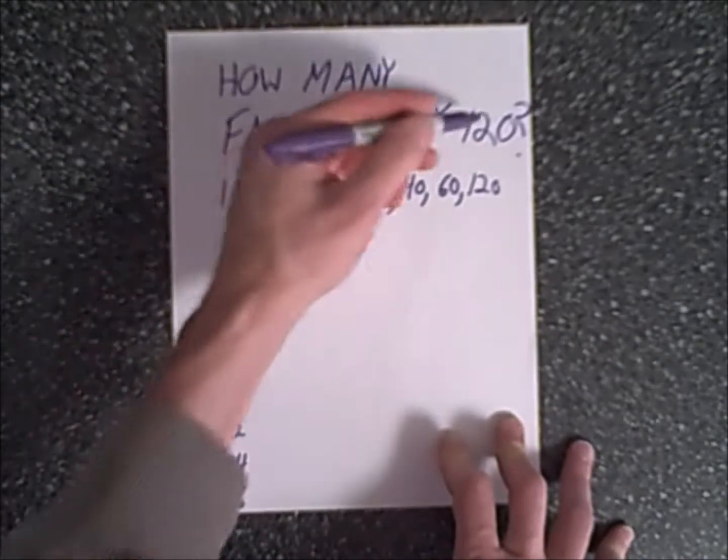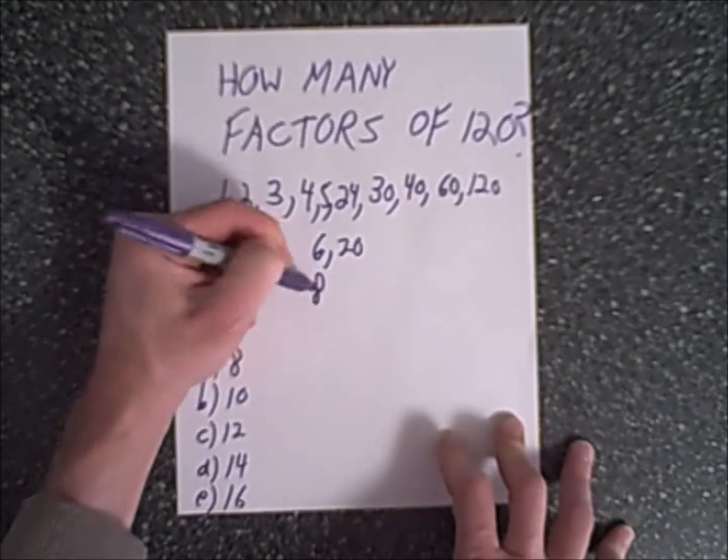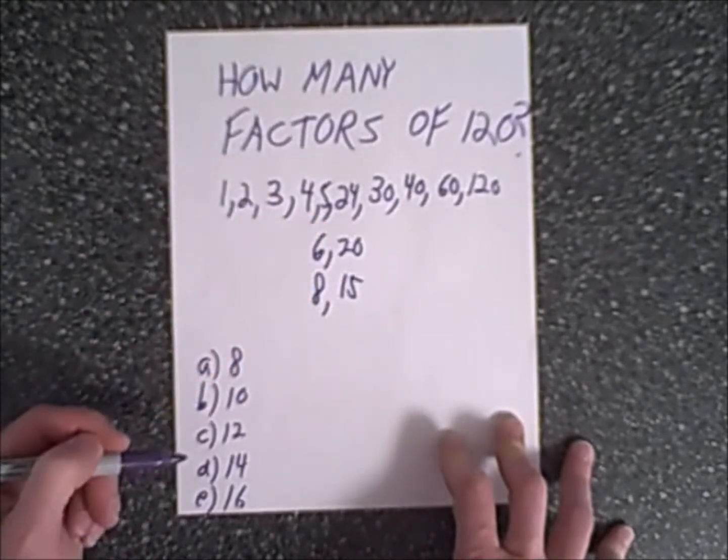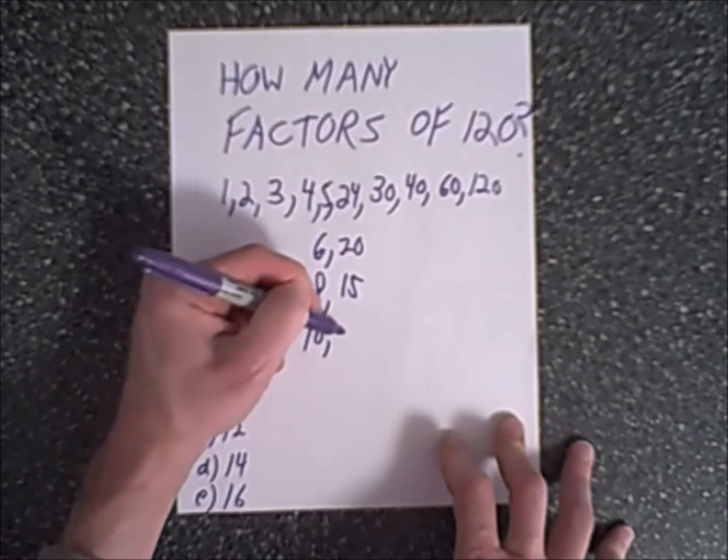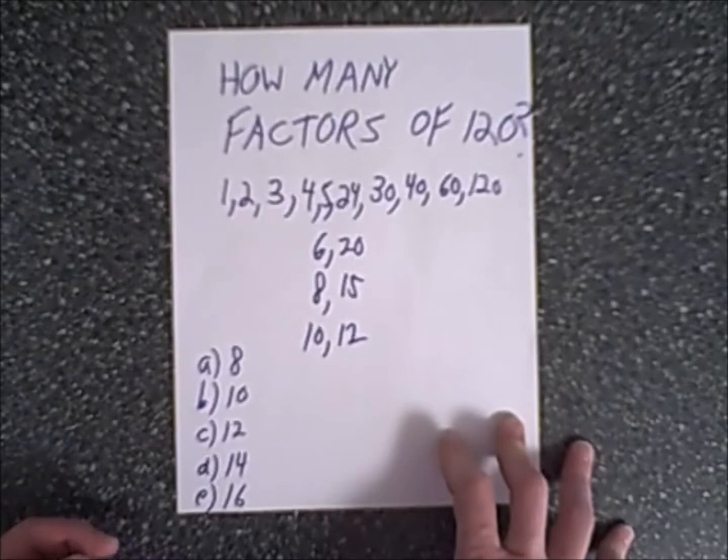And the gap: 7 does not go into 120. 8 does. It goes in 15 times. And 9 does not, but 10 does. So we're left with 12. And now we have our count.